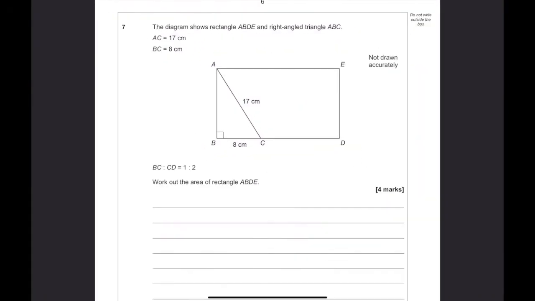So we're shown some measurements. BC to CD is 1 to 2. So that's 1, that's 2. Which means this must be 16. Work out the area of the whole rectangle.